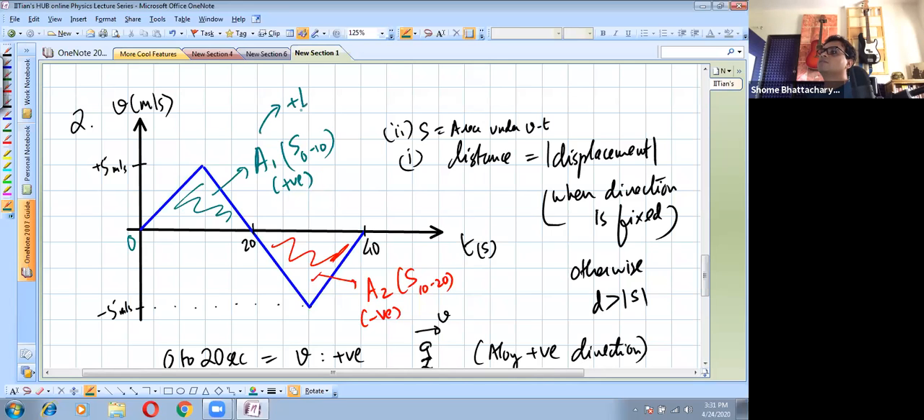So it is positive of half into base. The base is 20 seconds into the height, which is 5 meters per second. So half of 20 into 5 is 50. Okay, so positive 50 meters. And likewise, this area here will be negative of the area. So half of base again, which is 20 to 40, so that's 20 again, into the height, which is 5. Or if you want to write this another way, half into base into height, but the height is a negative quantity. So that's how the minus sign comes. So it is in fact minus 50 meters.